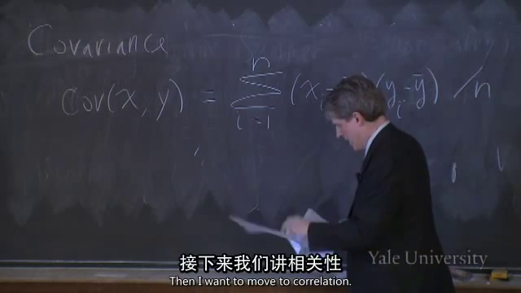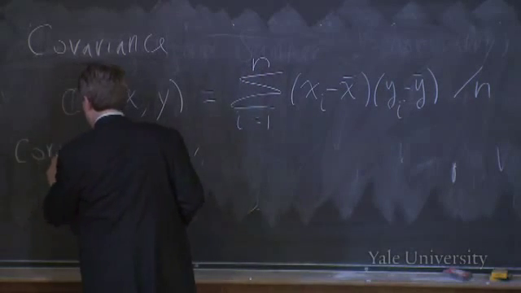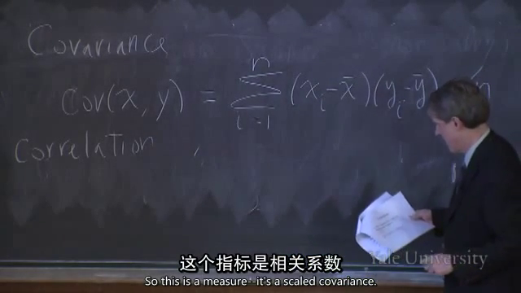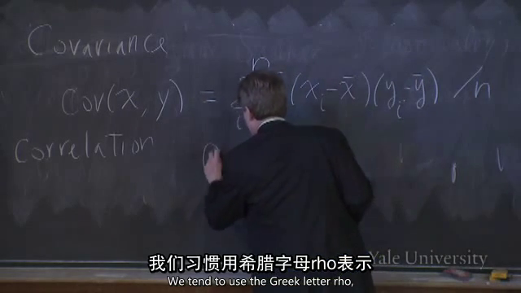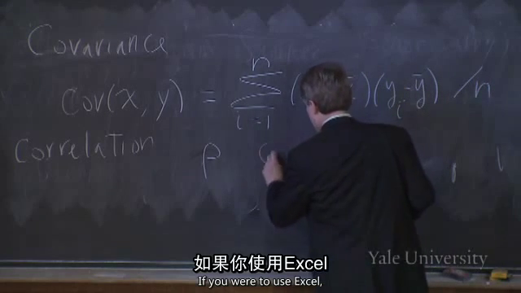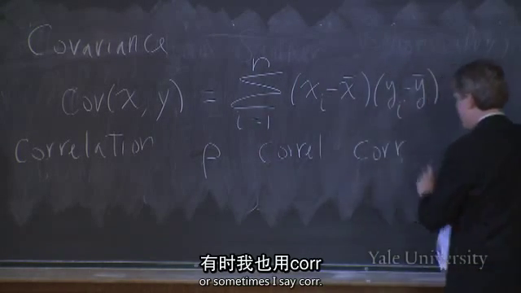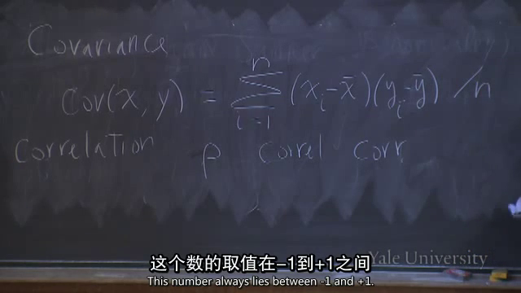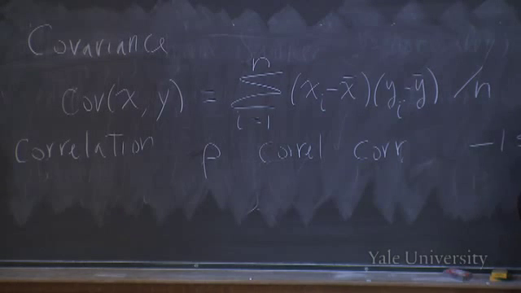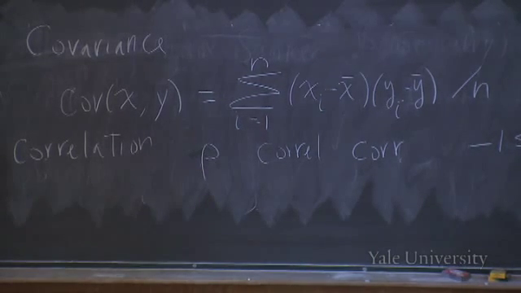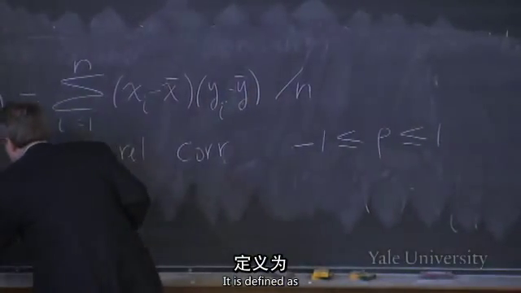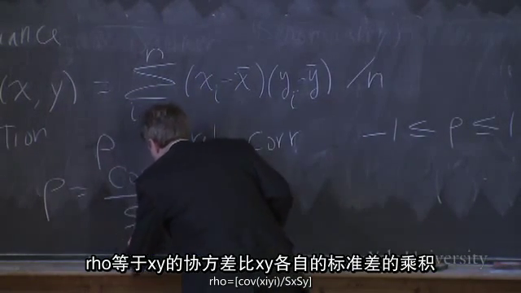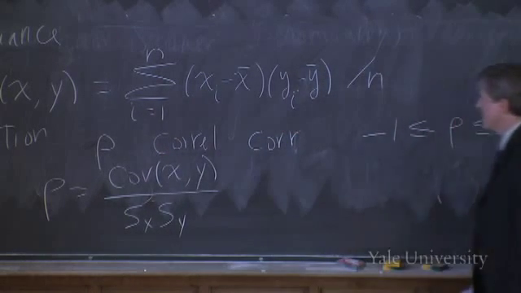Okay. And then I want to move to correlation. So this is a scaled covariance. For the correlation, we tend to use the Greek letter rho, or if you were to use Excel, it would be CORREL, or sometimes I say cor. That's the correlation, okay? This number always lies between -1 and +1. And rho is defined as the covariance of x and y divided by the standard deviation of x times the standard deviation of y. Okay?